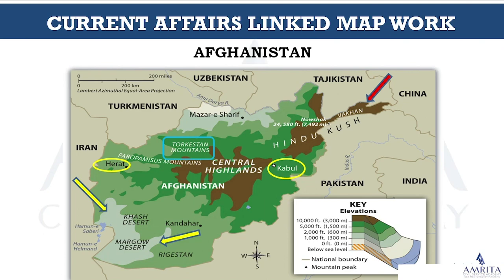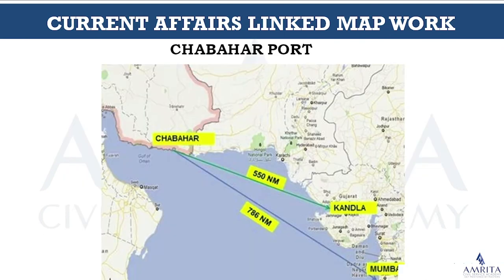All are like Kabul, Herat, and Mazar-i-Sharif are different corners of Afghanistan, but these places are separated by rugged topography, that is highlands and all. Next one, Chabahar Port.